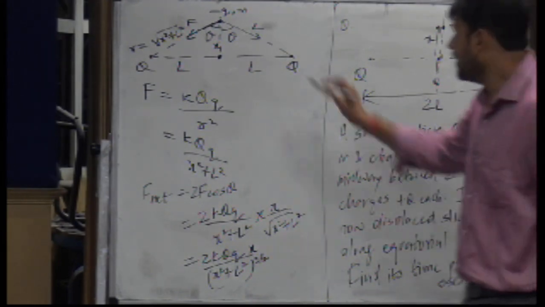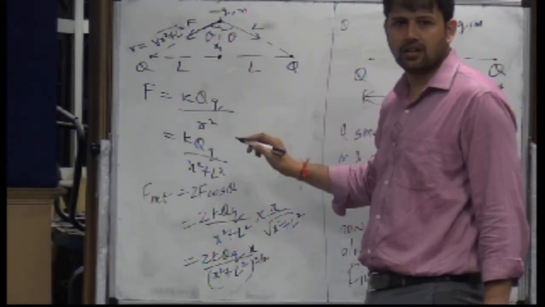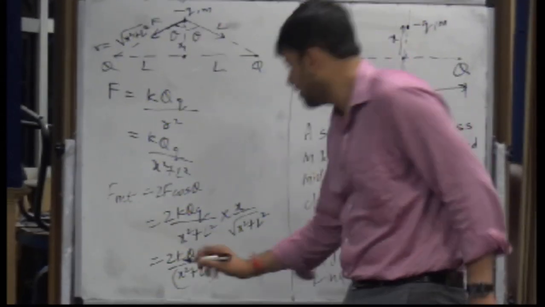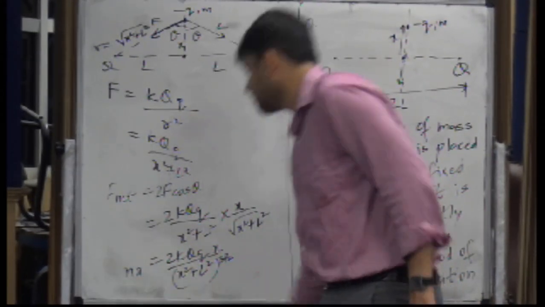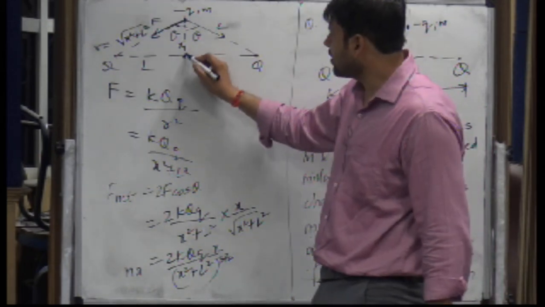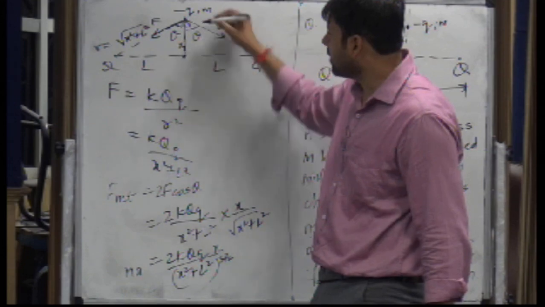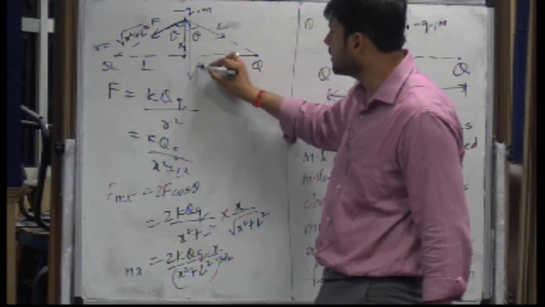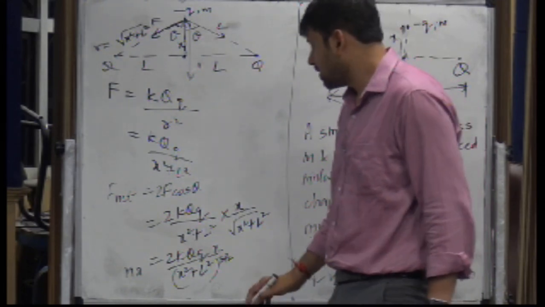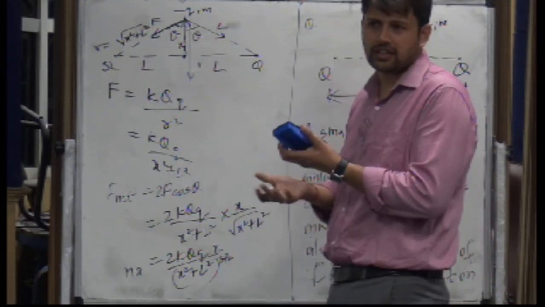Okay. If the particle has mass m, this net force would provide some acceleration ma. So this is the acceleration ma. Is it okay? The displacement was in the upward direction while the acceleration would be in the downward direction. There would be a negative sign. Is it okay? There would be an opposite direction scenario.